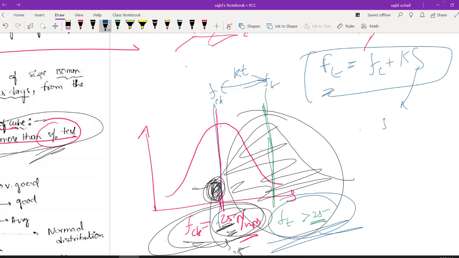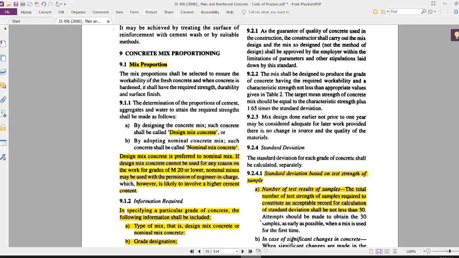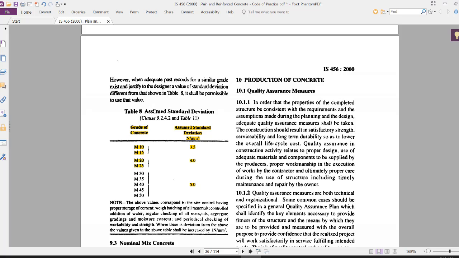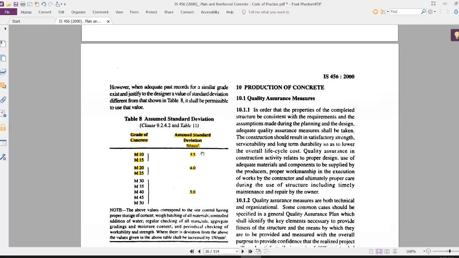standard deviation. See, standard deviation will depend on quality control. How well you are mixing the concrete, how well you are giving this resting period, a 28 days जो भी आप care ले रहे हो ना, based on that you will be getting standard deviation. Actually in IS 456 the values are also given. Just give me a second. Yeah, you can see the table 8, right? Assumed standard deviation for M10 के लिए you can assume it as 3.5, for M25 you can assume it as 4 and so on.